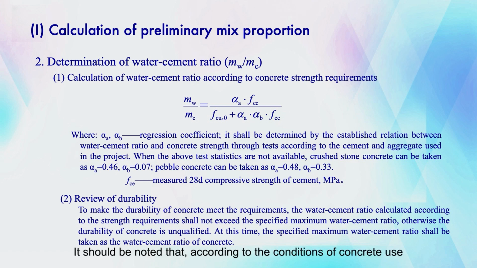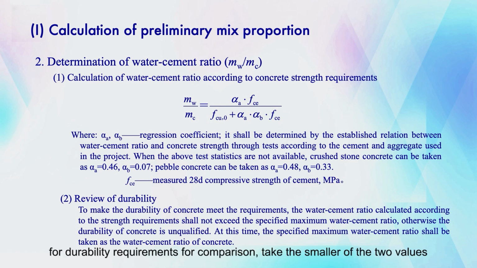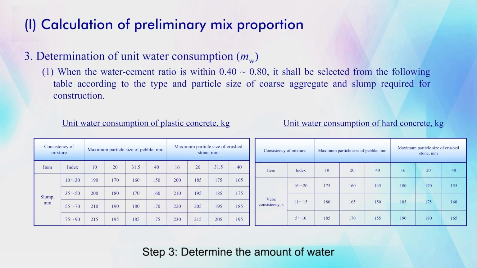It should be noted that, according to the conditions of the concrete use, the calculated water-cement ratio should meet the durability requirements for the maximum water-cement ratio. The calculated water-cement ratio and the maximum water-cement ratio for durability requirements are compared, and the smaller of the two values is taken. Step 3. Determine the amount of water used per cubic meter of concrete.